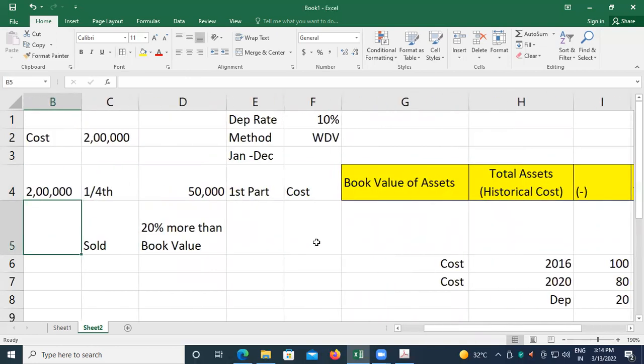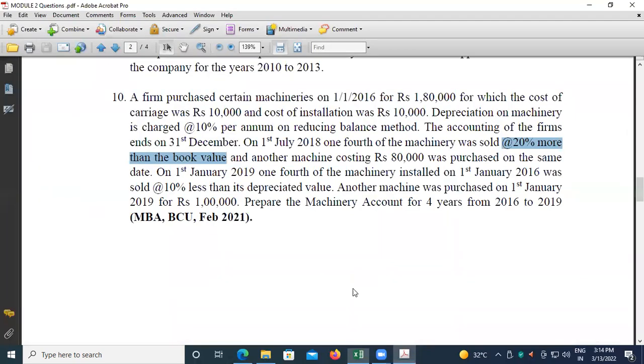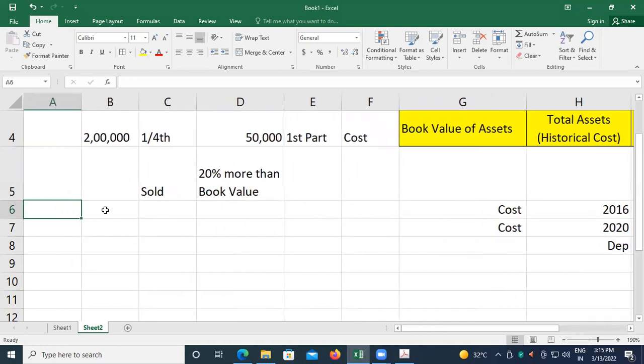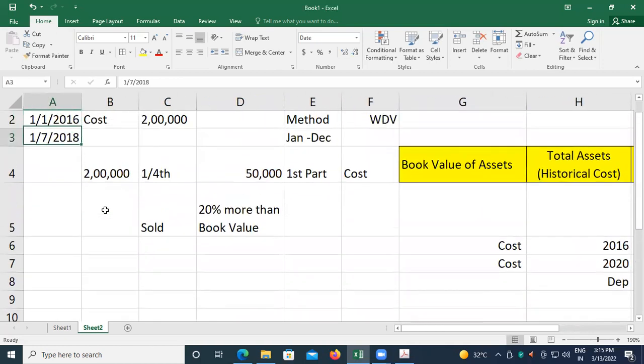Okay, now let us go to our question. So the first part of the machine is clear. Now next, what they are telling here: on 1st January 2019, 1/4 of the machinery was installed, and on 1st January 2016 was sold at 10% less than book value. Nothing but depreciated value, 10% less than depreciated value. Again, we have sold one more asset. Let us write down the date. So when did we sell the first asset? We sold on 1st of July 2018.